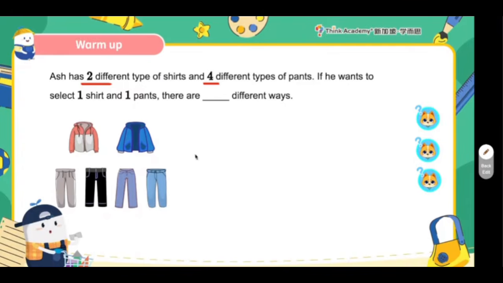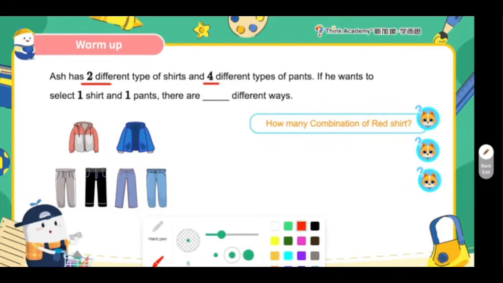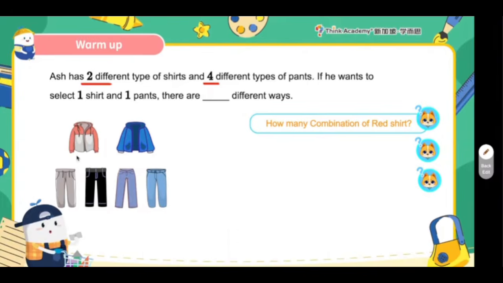So let's see. If I want to select 1 shirt and 1 pants, then there are how many different ways? Let's see. So firstly, we start with the red shirt. How many different combinations of the red shirts? Let's count one by one. 1, 2, 3, 4. I got 4, right?